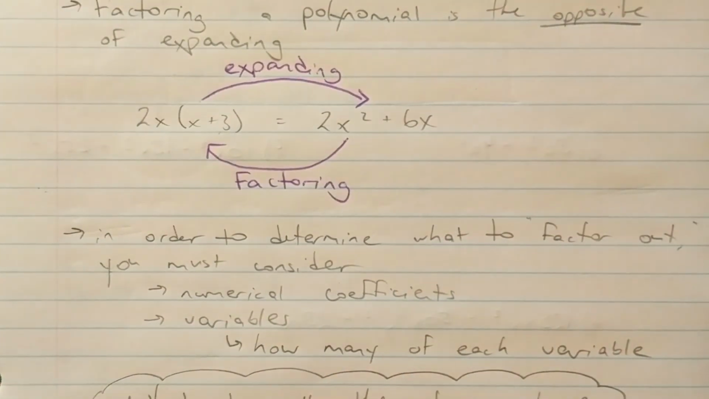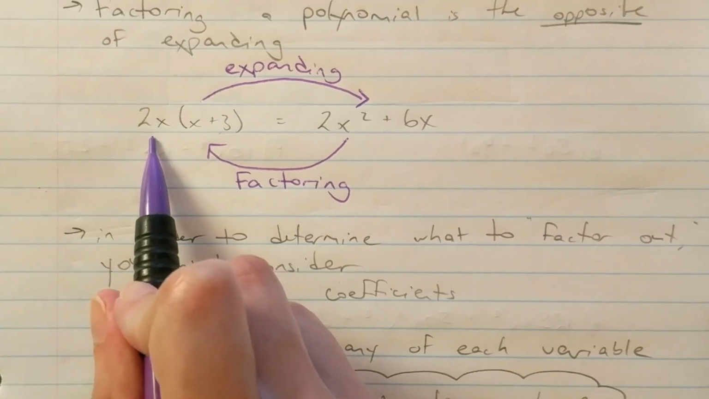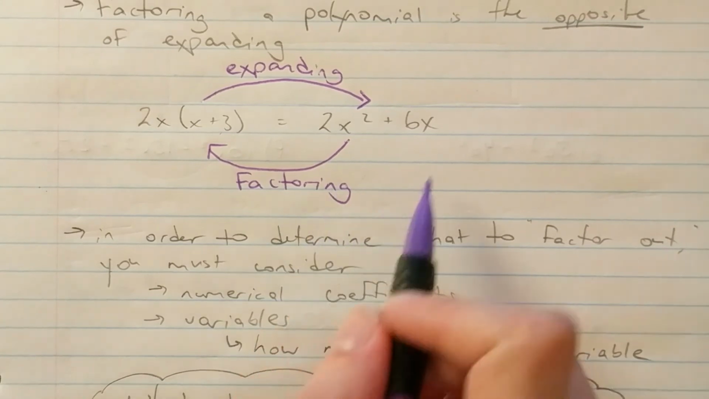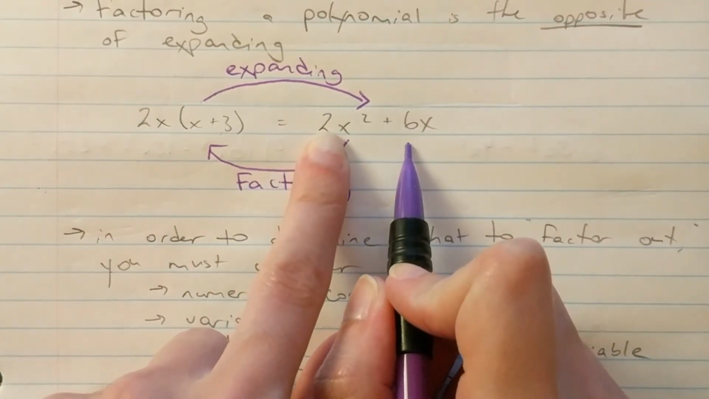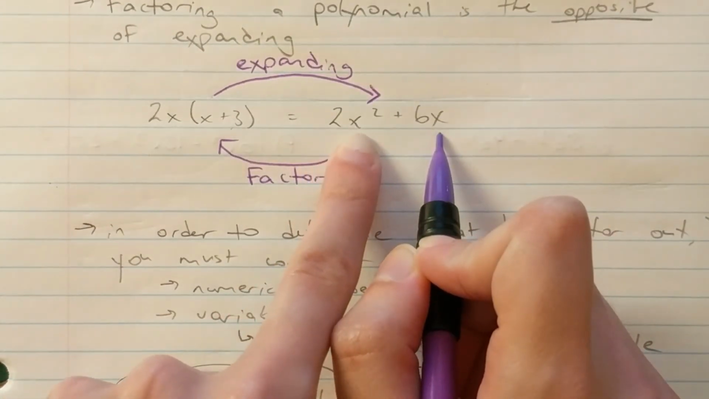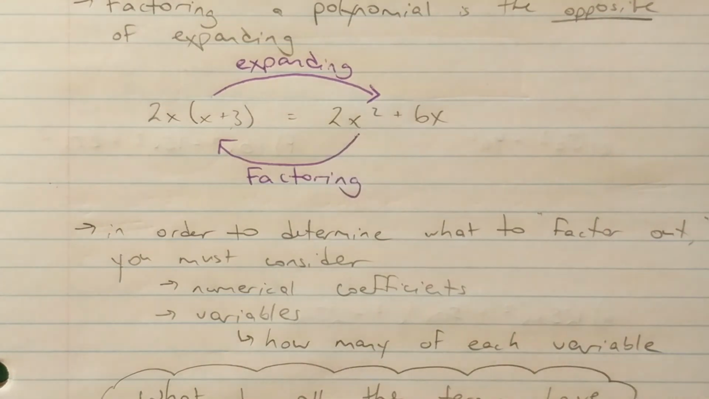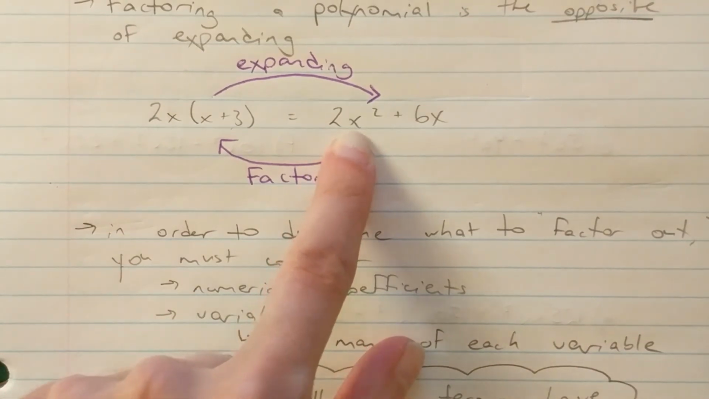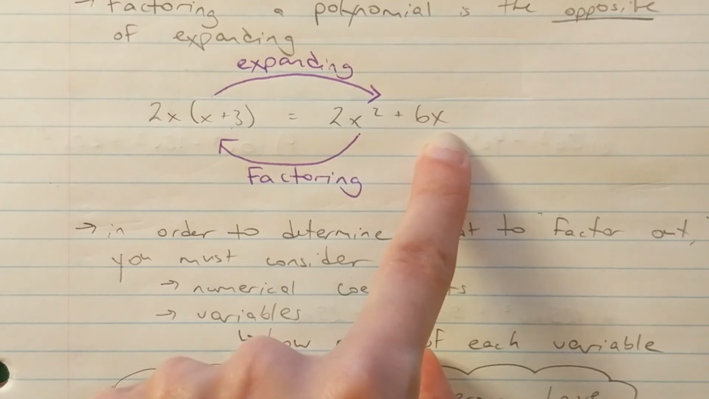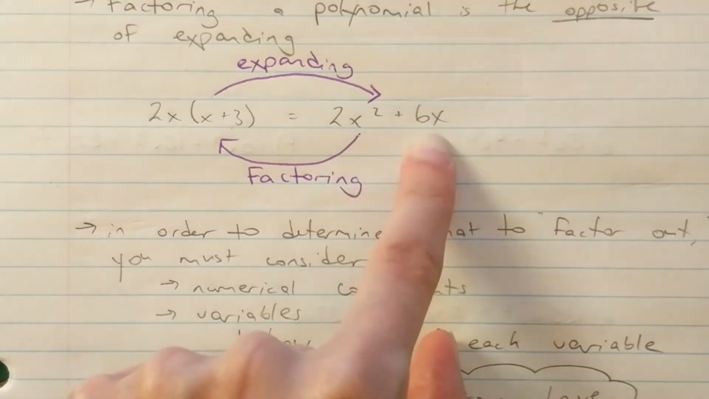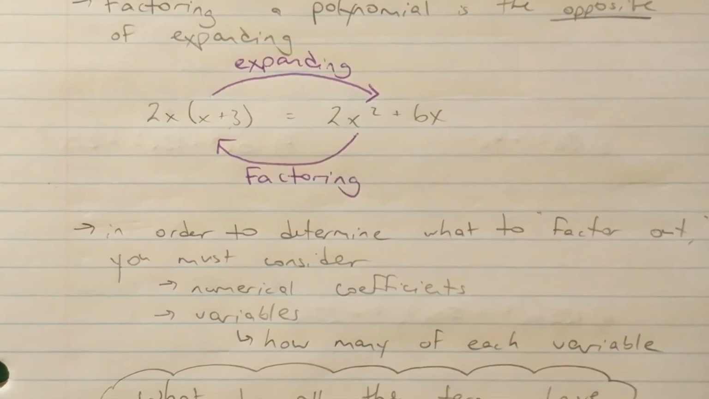In order to determine what to factor out, so how to figure out what goes on the outside of the brackets, you have to consider the numerical coefficients. In that case, it would be the 2 and the 6. And you need to consider the variables. In this case, we are dealing exclusively with x's. Particularly, you need to consider how many of each variable you are presented with. For example, I have an x squared here, as in there are 2 x's. Here I have an x, there's just 1 x. You need to consider how many of each variable you have when you are going to factor.